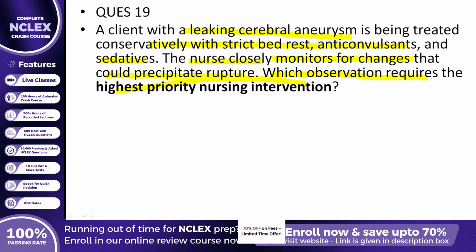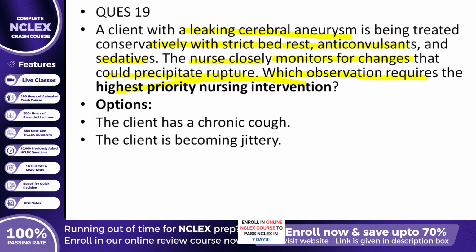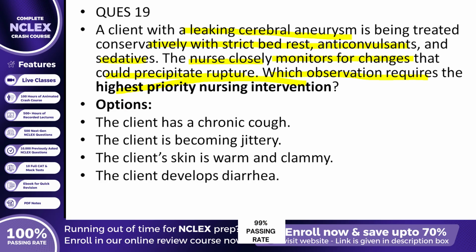Here are the options to evaluate carefully. Option 1, the client has a chronic cough. Option 2, the client is becoming jittery. Option 3, the client's skin is warm and clammy. Option 4, the client develops diarrhea. The correct answer is Option 1, the client has a chronic cough. Now let us carefully examine the reasoning behind this choice.